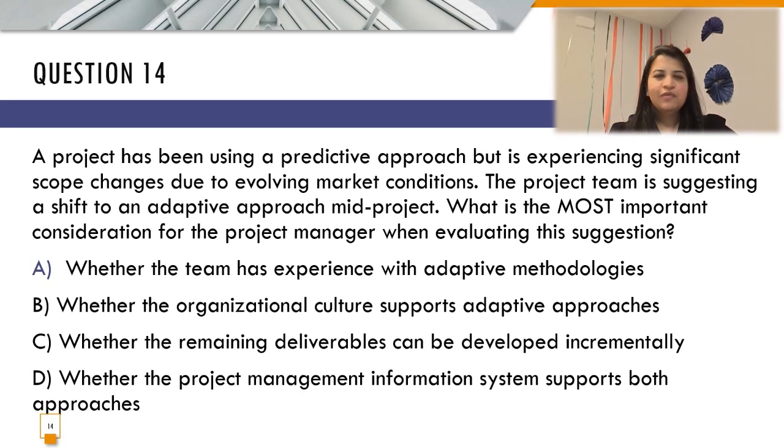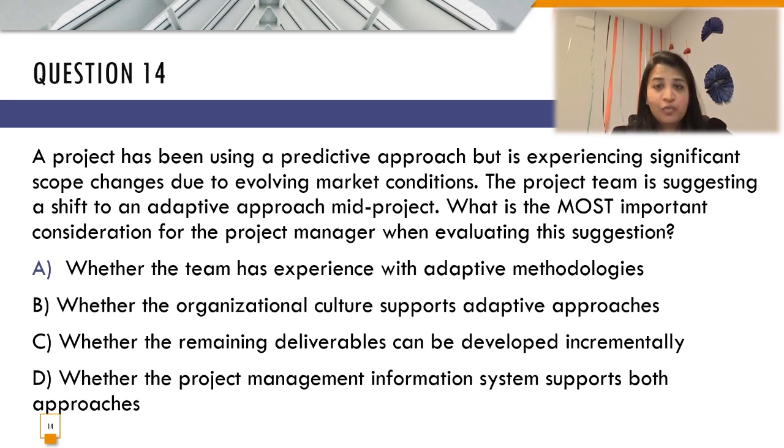Question number 14. A project has been using a predictive approach, but it is experiencing significant scope changes during evolving market conditions. The project team is suggesting a shift to an adaptive approach mid-project. So what is the most important consideration for a project manager when evaluating this suggestion? Options are: A, whether the team has experience with adaptive methodologies. Option B: whether the organizational culture supports adaptive approaches. Option C: whether the remaining deliverables can be developed incrementally. And option D is whether the project management information system supports both approaches.